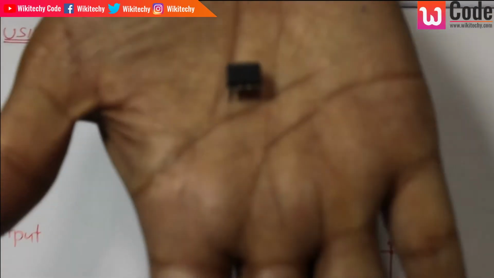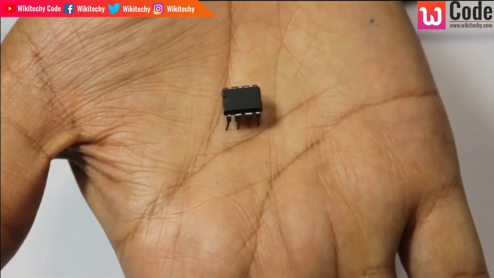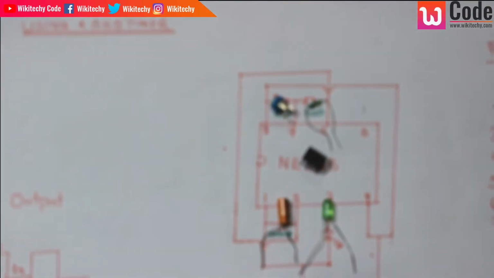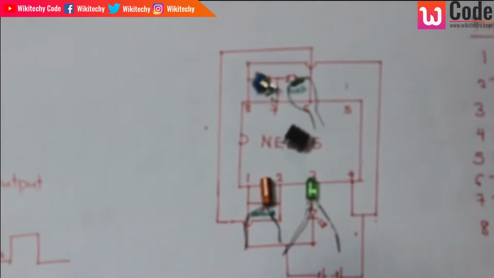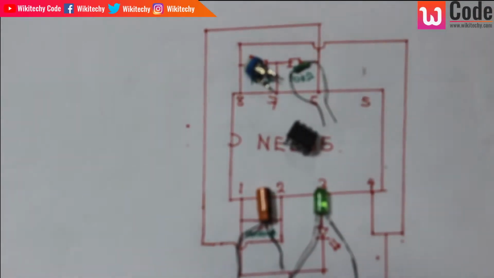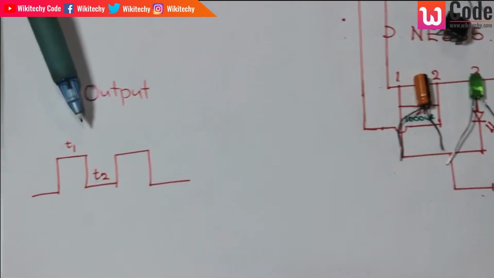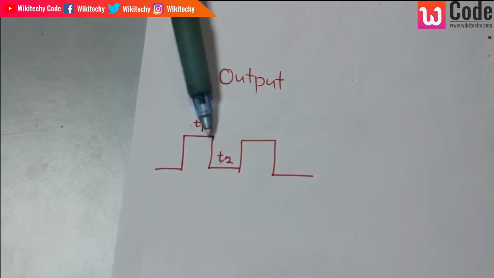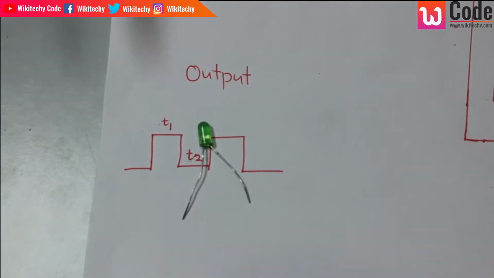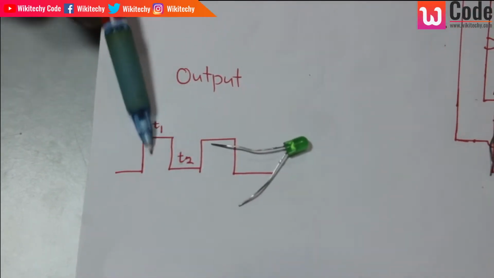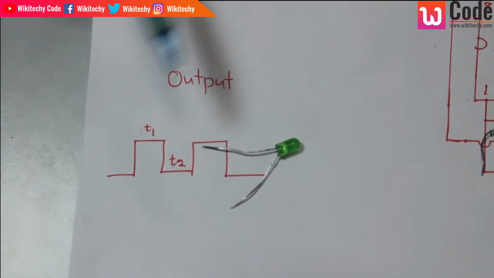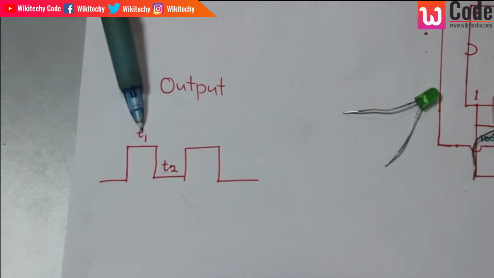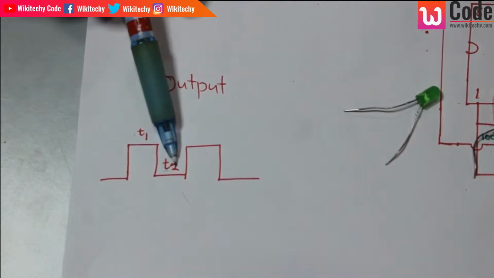This is my 555 timer, and I'm going to use it. With this circuit, what I'm trying to do is generate the pulse. So here is the pulse, with T1 and T2. Based on this, the LED will be blinking on and off. I'm going to calculate the frequency and vary the frequency with the resistor and capacitor. Let's see how we can calculate T1 and how we can calculate T2.